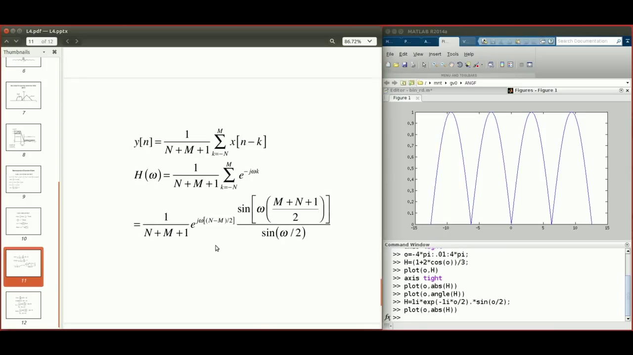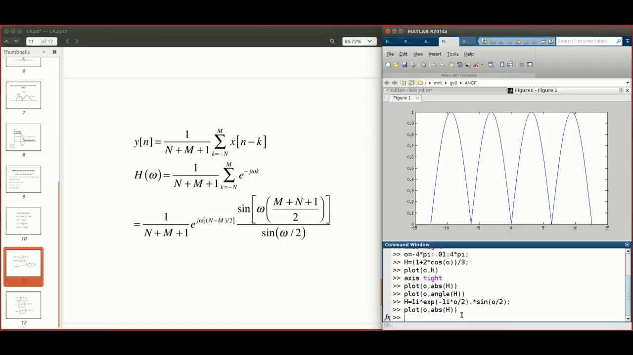We can take a look at the shape of this particular filter. You can imagine it's going to be a low-pass filter, but what is the actual shape of it? Let's do some experiments. This time we're just going to look at 0 to pi, because it's a low-pass filter and looking at 0 to pi is enough. Let omega go from 0 to pi in steps of 0.01. That's our frequency range, and all we have to do is compute this formula.